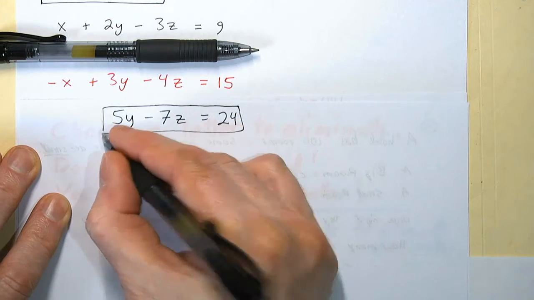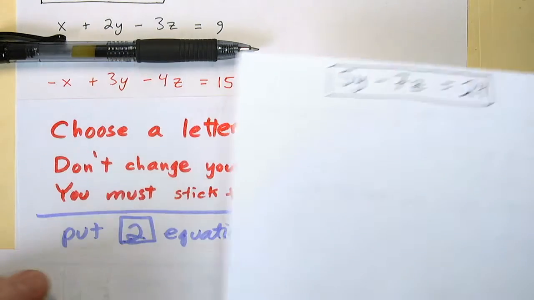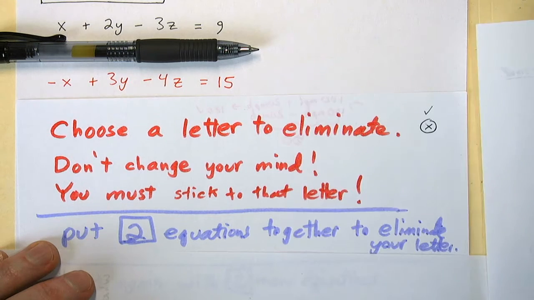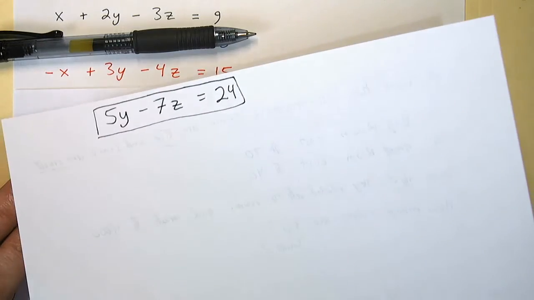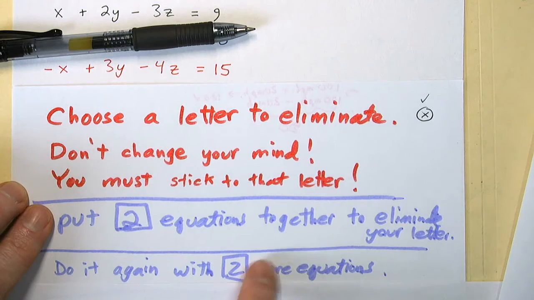Save this equation for later. We're going to save that. Okay, I'm going to put this over to the side. Okay, now what do we do? So don't forget we have that. You can't solve it yet, can you? Okay, here's what you do. Do it again. Do it again with 2 more equations.